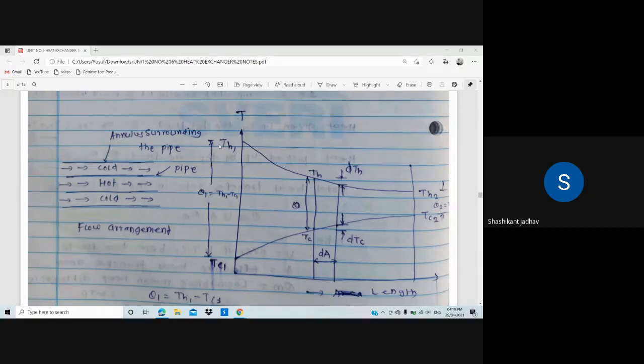The temperature of the hot fluid will decrease from TH1 to TH2. The temperature of the cold fluid will increase from TC1 to TC2. The difference between TH1 and TC1 will be θ1, and what will the difference between TH2 and TC2 be? It will be θ2. So we consider this small elemental area.